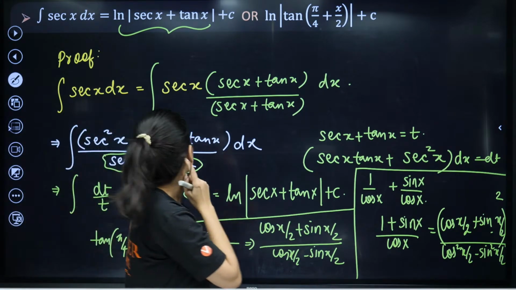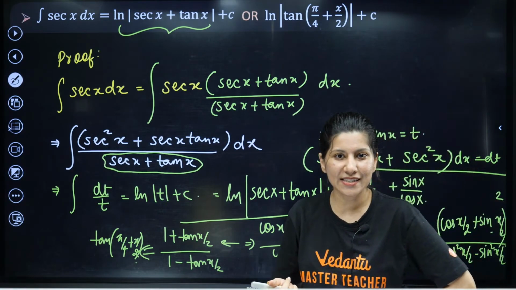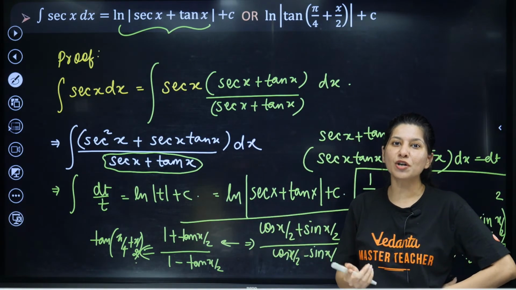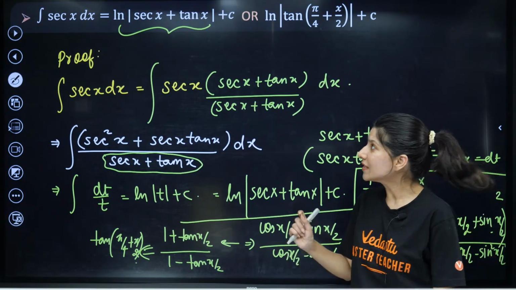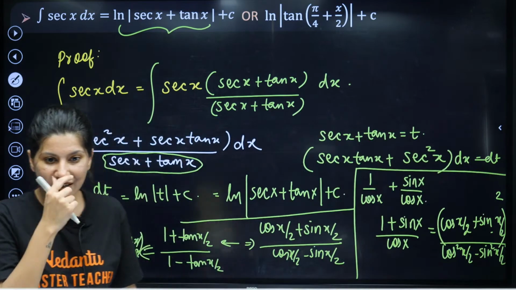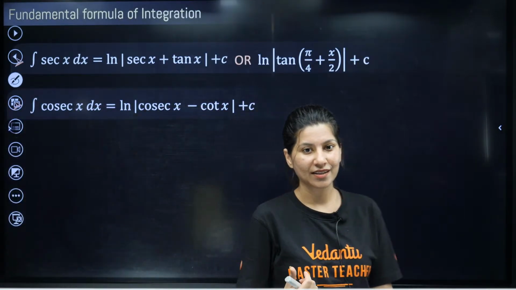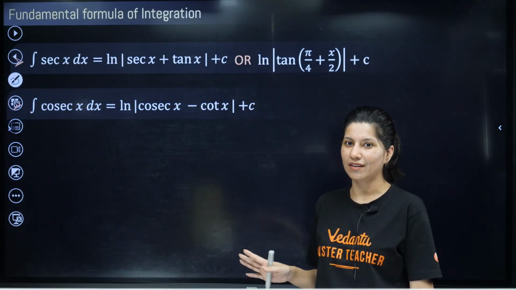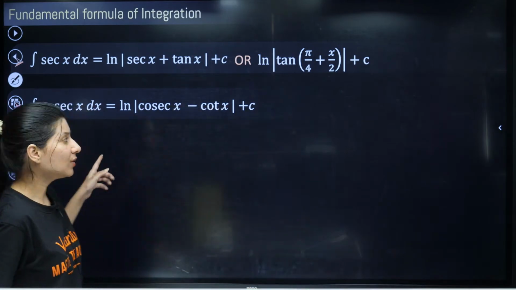Alright. So, integral of sec x is what? Ma'am, log of mod of sec plus tan, or log of mod of tan of 45 plus x by 2. Okay. Now, similarly, integration of sec x is right here. Now, integration of cosec x, we can do it in a similar manner. I am not giving you proof right now. It's your job. So, I'm just giving you the direct formula.